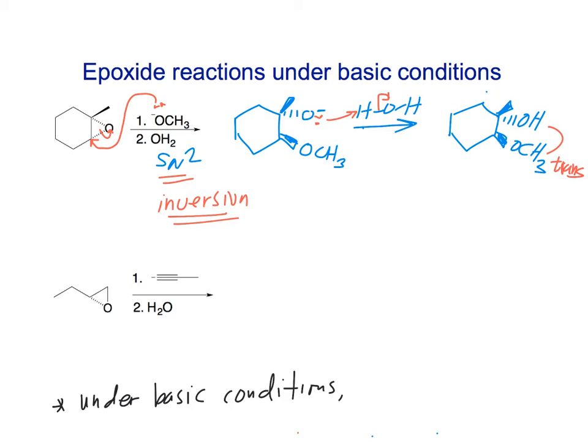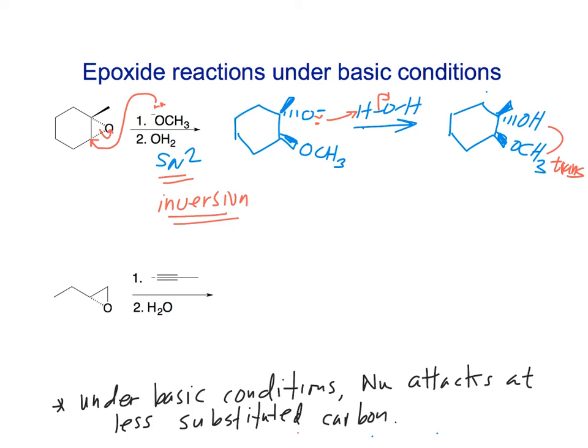we see that the nucleophile attacks at the most exposed or at the less substituted carbon. Okay, so this gives us different regioselectivity than what we observed for ring opening under acidic conditions. Let's do one more example.